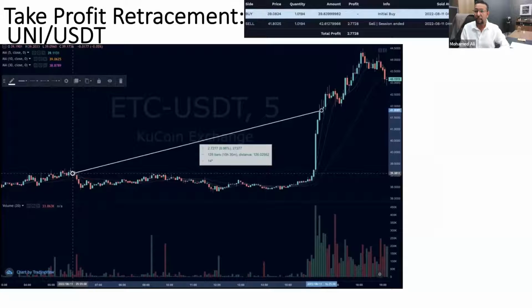EazyBot has been designed so that if the market is moving fast higher, it's not going to be closing the trade. It's going to wait for the market to reach the top, then start moving down, and then start closing the trade. If you look at this example here, this is Uni USDT from last week.